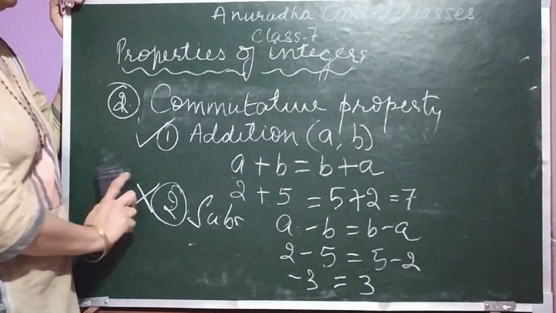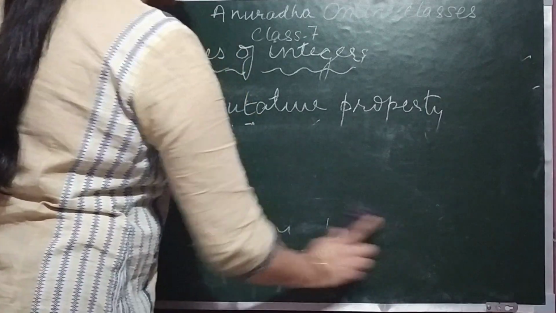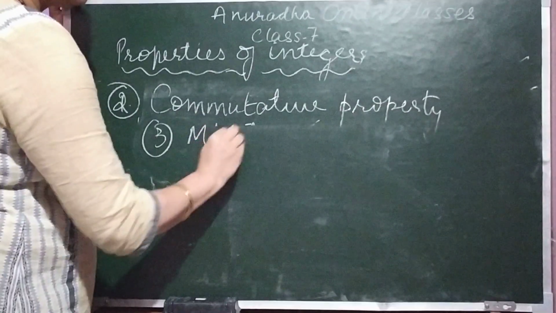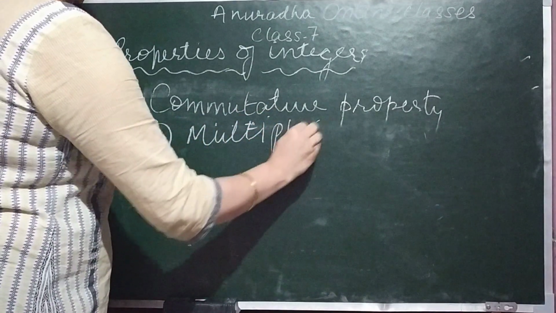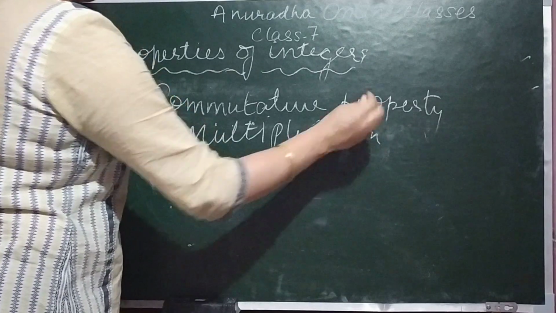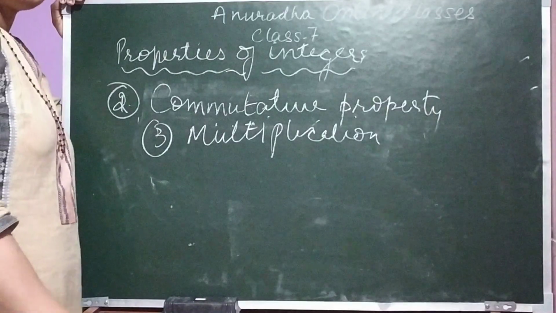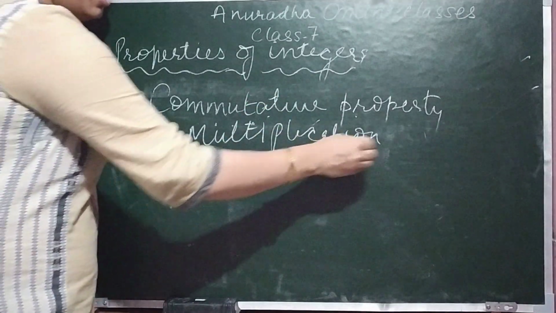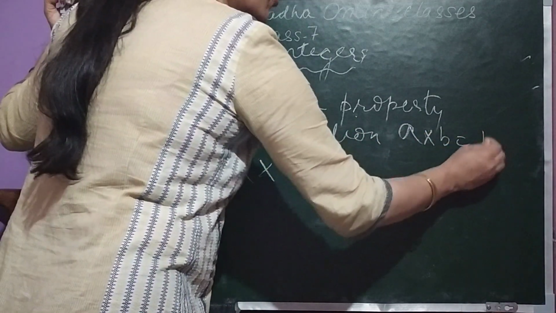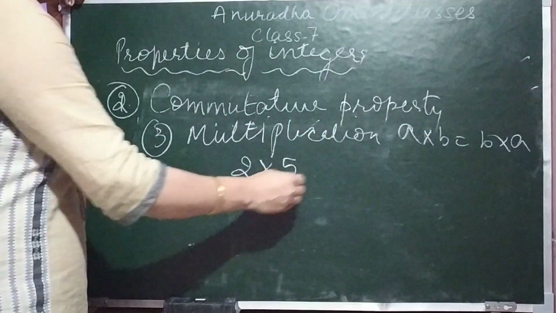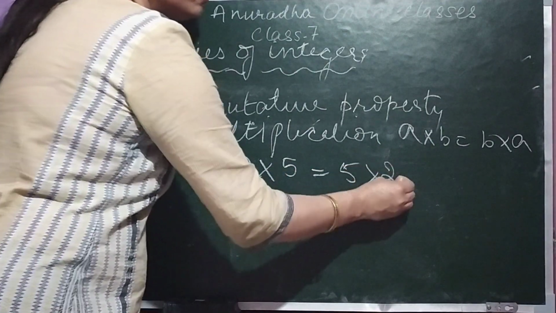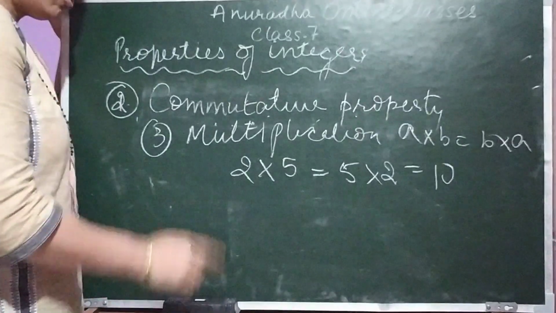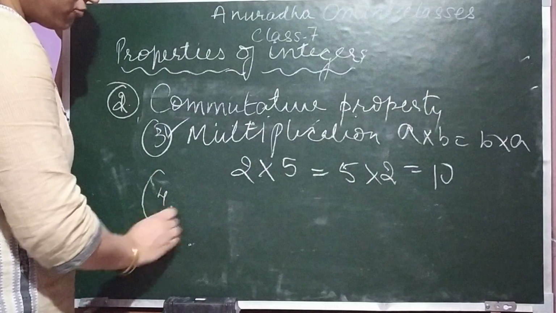Now we come to the next operation, that is multiplication. Third is multiplication, which you have done many times in multiplication tables. Now see, 2 into 5. Suppose a into b must be equal to b into a. So 2 into 5 must be equal to 5 into 2, that is equal to 10. Yes, 2 fives are 10 and 5 twos are 10. So this is applicable. Now come to the fourth, division.